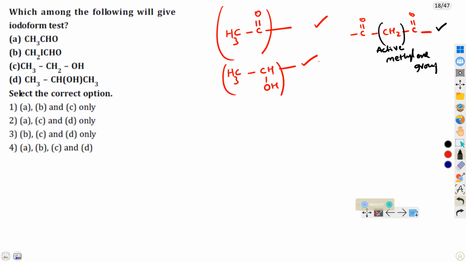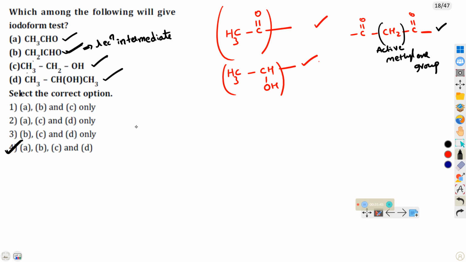First of all, you can check it. CH3CHO possible, CH3CH2OH possible, CH3CHOH possible, even CH2ICHO is also possible because it is a reaction intermediate in the haloform reaction. So A, B, C, D are correct options.